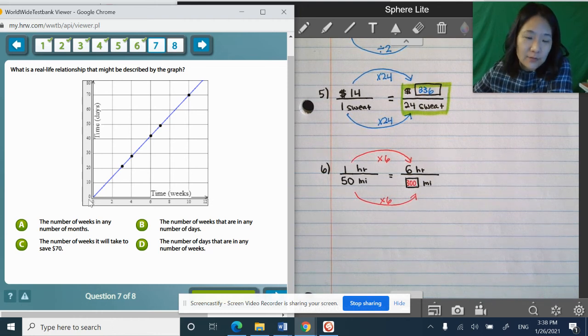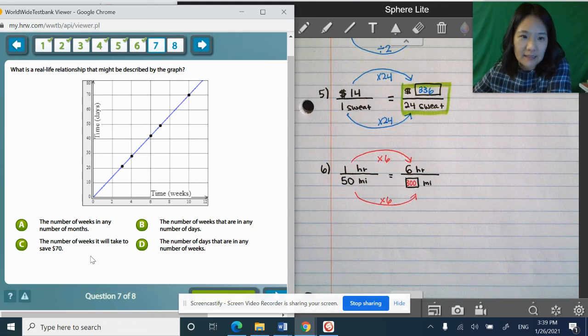If you look, approximately 3 right here, between 2 and 4, is 3 weeks. If you go up, it's slightly over 20. So I think this is the number of weeks and the number of days, like 7 days per week. Let's look at the next one. 4 weeks, if you go up, it's slightly under 30. I know that 4 weeks is 28 days, so I'm guessing that's what it is.